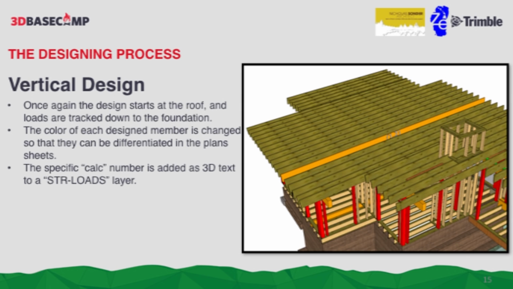And here's an example of that. You can see the green bearing walls. So this has 3 points of bearing, and we changed it to orange and gave it that calc number. And just the same way we built the structure, we're going to design it.